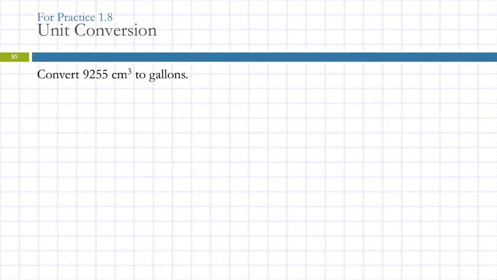Convert 9,255 cubic centimeters to gallons. Do this one a little quicker. So we're given 9,255 cubic centimeters, and they're asking us to convert that to gallons. We have to figure out how to get from cubic centimeters to gallons. There's more than one way to get there. Some ways may be easier, some ways may be more tedious.